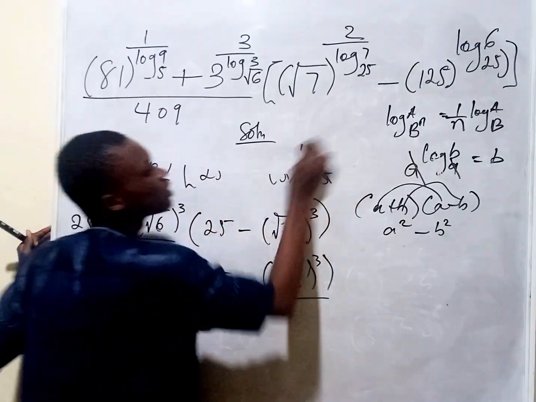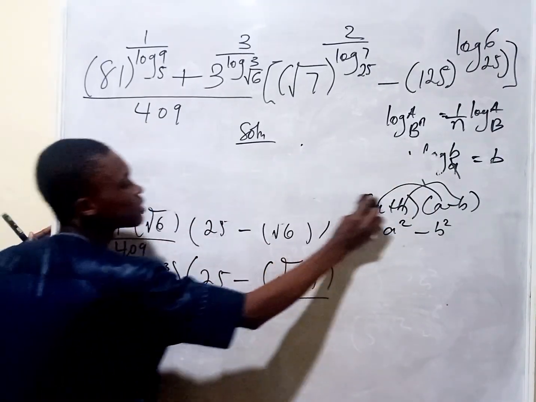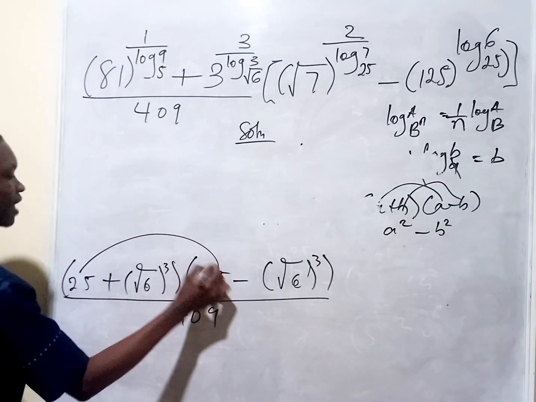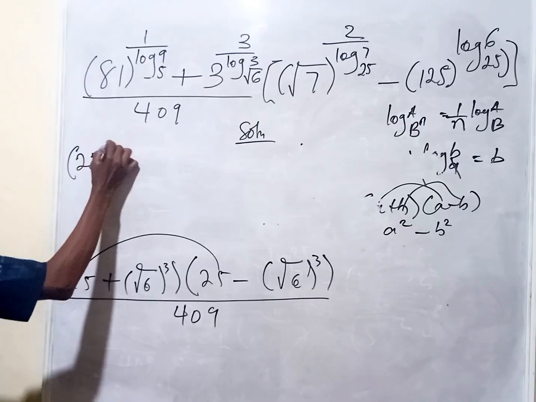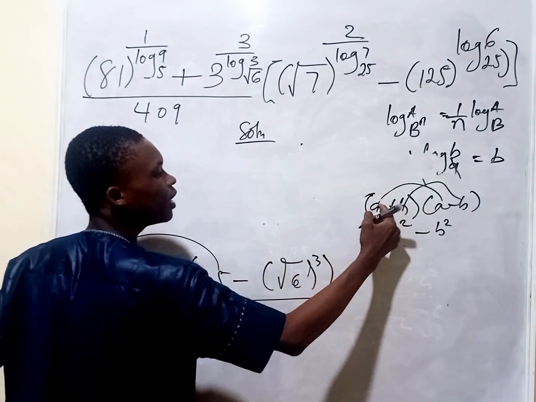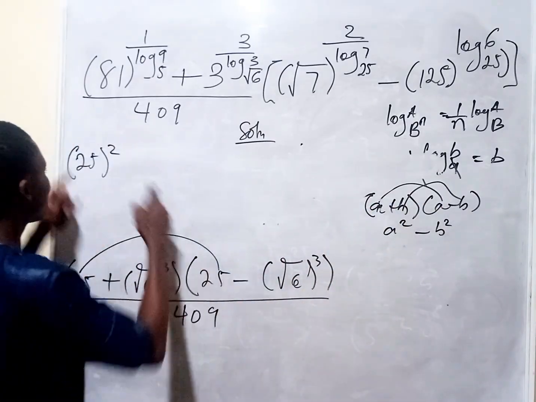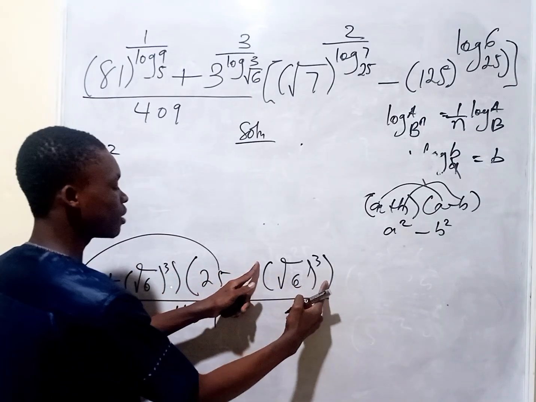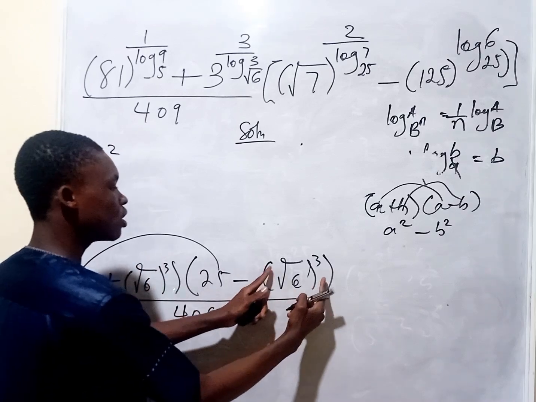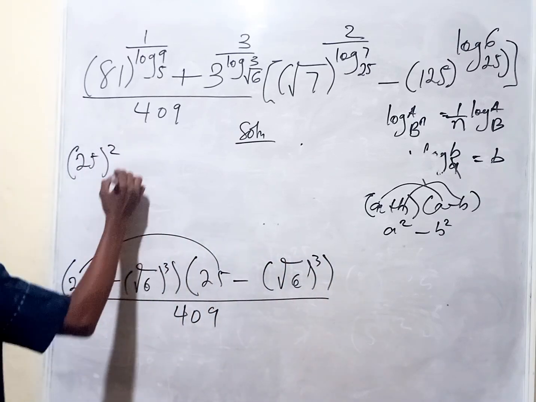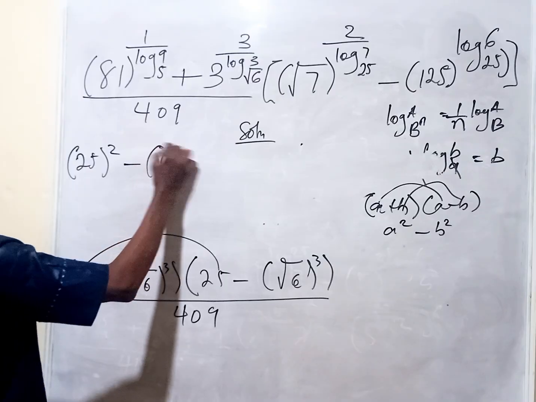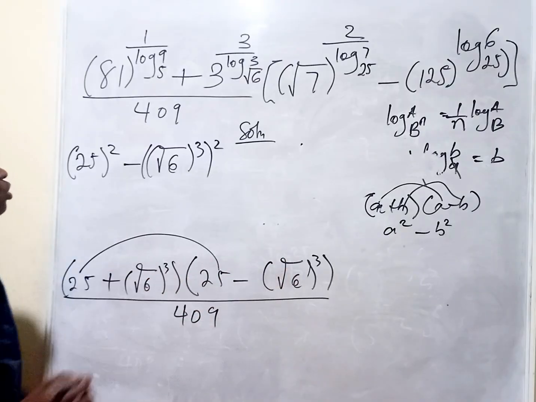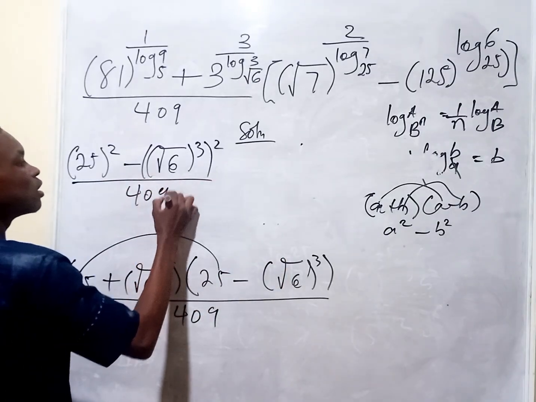So if we work on this, we'll find out that we simplify this further. We'll find out that 25 times this gives us what? 25 squared. That is from here now. We have a times a squared. So 25 times 25 gives us 25 squared. Square root of 6 all cubed times minus square root of 6 all cubed gives us minus square root of 6 all cubed, then all squared, because they are two squared. So all divided by 409.